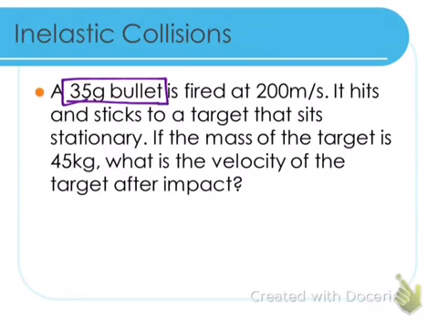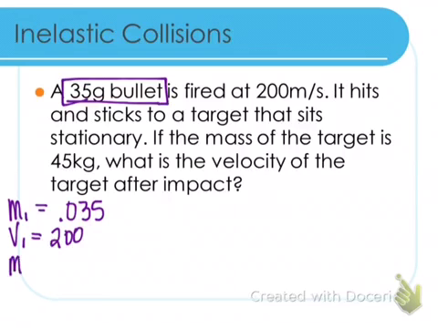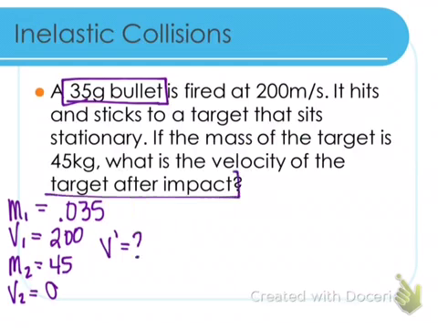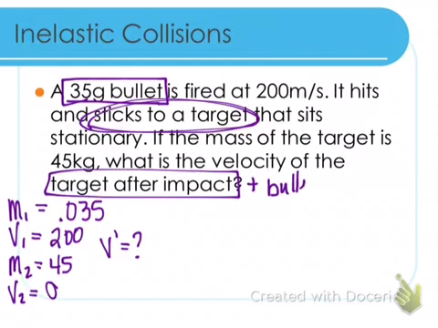So let's start our variables here. 35 grams is 0.035 kilograms. Velocity of our bullet is 200. Second object, which is our target, is 45. V sub 2 before our collision is 0 because it's initially at rest. We're not going to have V sub 1 prime; we're solving for V prime, because the target's velocity after impact tells us it sticks to the bullet. So that's really target plus bullet. This is an inelastic collision.